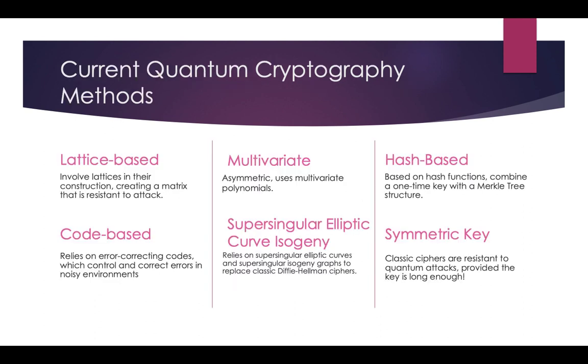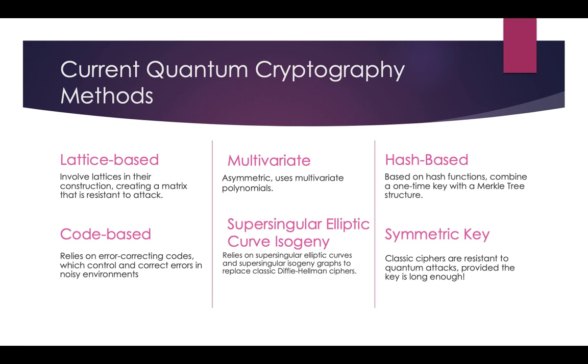Some current quantum cryptography methods. We have lattice-based methods, which involve lattices in their construction, creating a matrix that is resistant to attack. Multivariate, which is asymmetric and uses multivariate polynomials. You should remember those from high school math class. Hash-based, based on hash functions, combine a one-time key with a Merkle tree structure. A Merkle tree structure is when every leaf node is labeled with the hash of a data block, and every non-leaf node is labeled with the cryptographic hash of the labels of its child nodes.